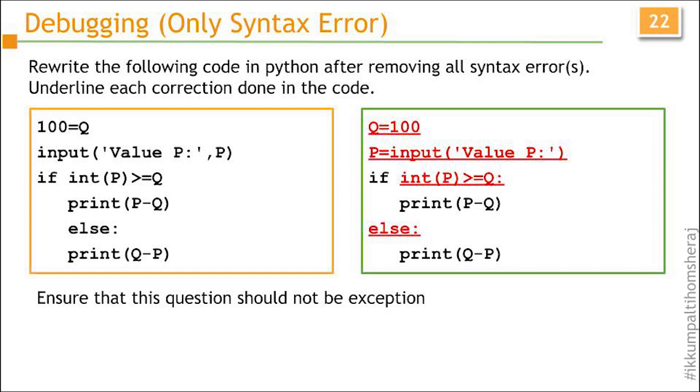In Python, the syntax errors are very, very distinct. Like the first expression you can look at, 100 is equal to Q, is definitely wrong as syntax in Python. It is always variable is equal to variable, constant or expression. It is not constant is equal to variable or expression is equal to variable. That is the reason we have to correct it as Q is equal to 100. The second one is input always returns a result, and that has to be dumped somewhere, or it can be part of a parameter of some other function. In this case, none of that is happening, and that is why we need to correct it as P is equal to input value P.